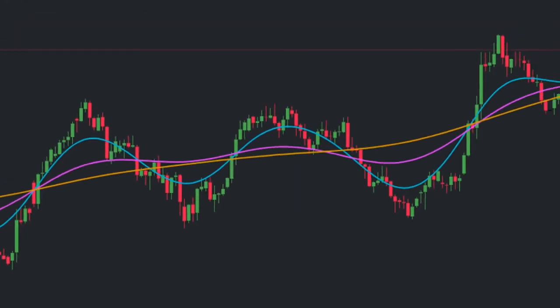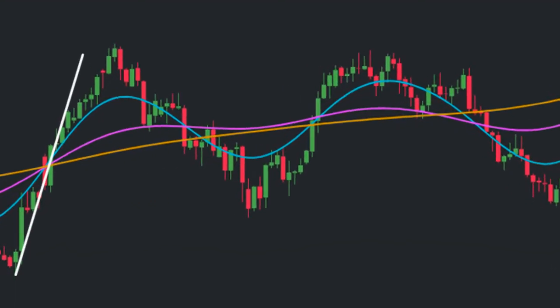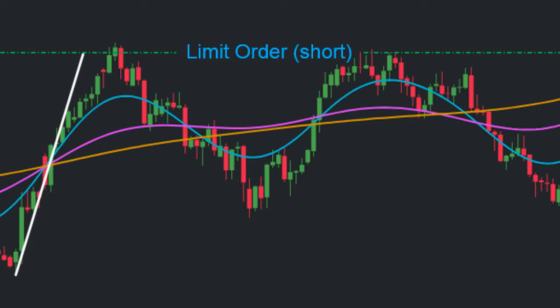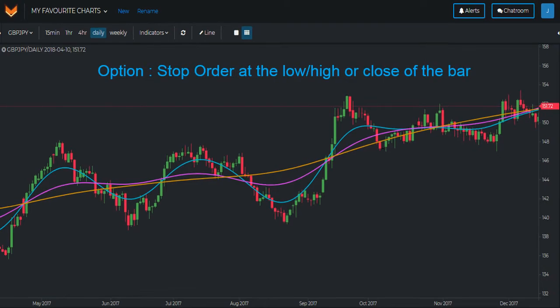So in terms of entry positions, here are several options that you can use when using the wealth crossover. Option 1 is simply to place a limit order at the tip of the wave. Of course, this option ensures that you enter the market at the very tip of the wave if and when price reaches that level.